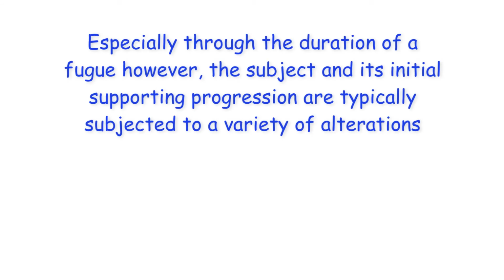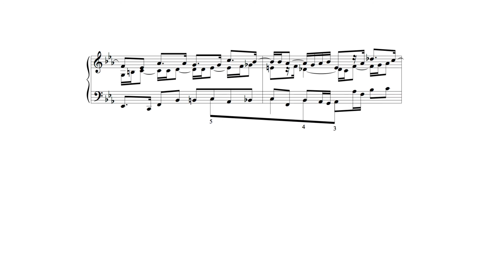Especially through the duration of a fugue, however, the subject and its initial supporting progression are typically subjected to a variety of alterations. In bars 11 and 12 of the previously quoted Fugue number 2 in C minor, for example, the subject enters in the lowest part with its opening note now sounding as the fifth in F minor. This fifth degree is harmonized as both the minor dominant harmony in F minor and also the tonic of C minor, and acts as a pivot chord between the two keys.